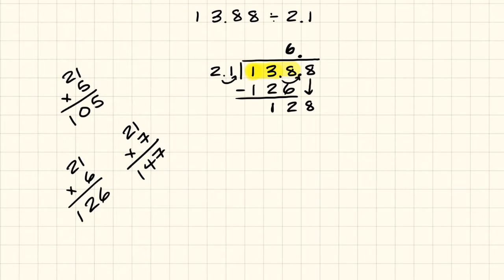How many groups of 21 can I get out of 28? What's great about this is my facts are over here, and they can really work for me. I'm setting again with another 6. Again, I'm very close with 6. So here is a 6. I get 126 again, and then I find the difference. And I have 2. 2 is less than 21.